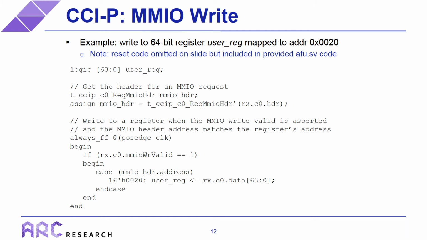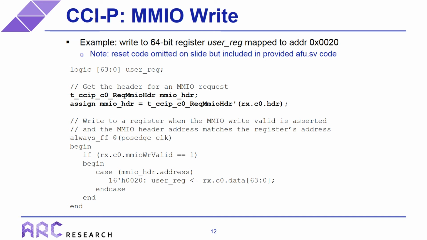Just beneath that, we see two lines of code where it says, get the header for an MMIO request. So this is what I was referring to on the previous slide, where I said there isn't actually a C0.header.address signal. So there is a C0.header signal that's part of the receive port, but it's used for different purposes depending on the context. So what we have to do is essentially cast that header into this custom type that is shown here in order to get an MMIO header.